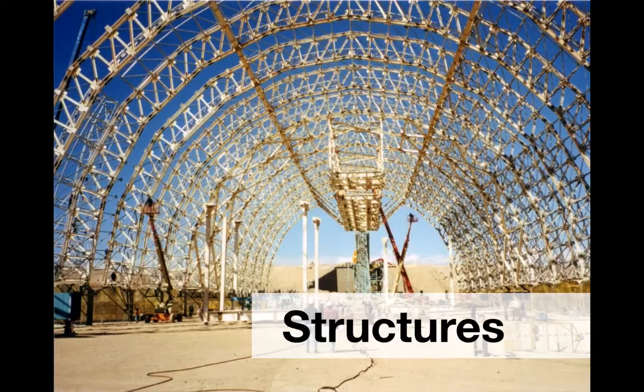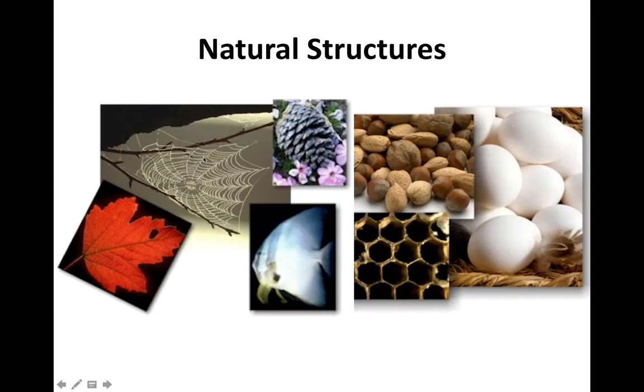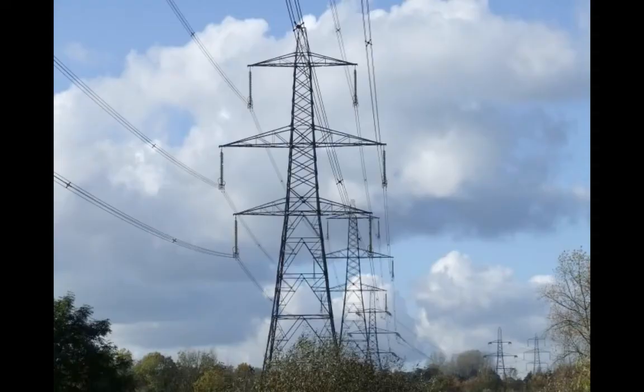Second part of this topic, then, we need to look at structures. Now structures can be categorized into two different areas. These are man-made structures, bridges, houses, planes, all that kind of stuff, and natural structures, eggshells, honeycomb, leaves, spider webs, structures that occur in nature. So man-made and natural structures. Obviously, what we're interested in is the man-made structures.